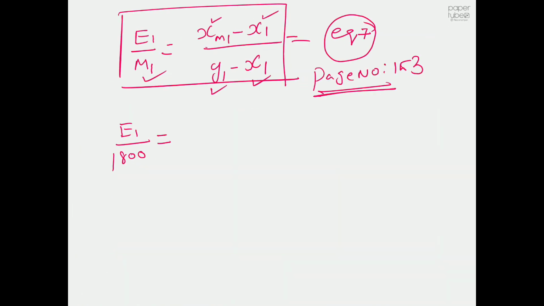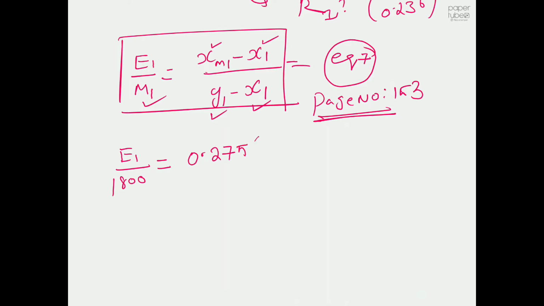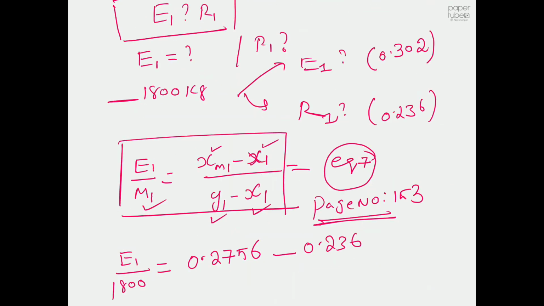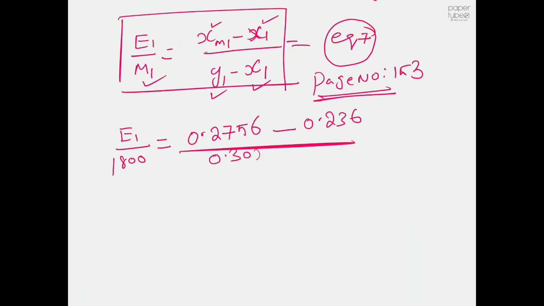That is equal to xM1, which we already calculated. xM1 is 0.2756. So 0.2756 minus x1, which we calculated just now, 0.236, and then y1, which we calculated just now, 0.302. So 0.302 minus the same x1, 0.236. From this we can calculate our E1. Let me calculate using the calculator.